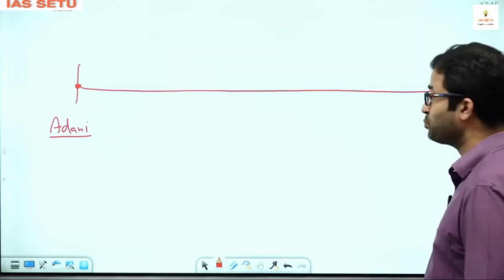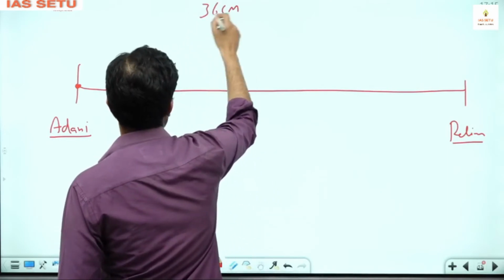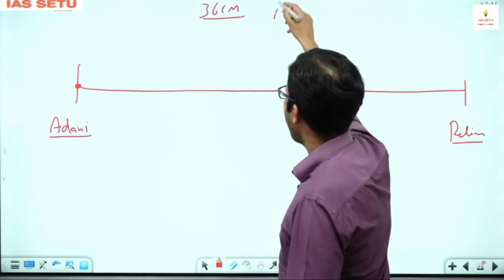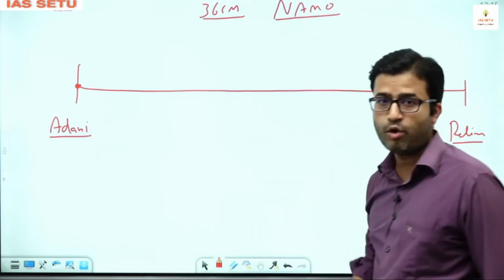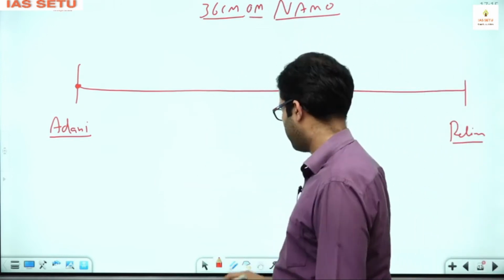This stadium is the smallest stadium in the world. 36 centimeter. Named as Namo. Om Namo. Anyways.